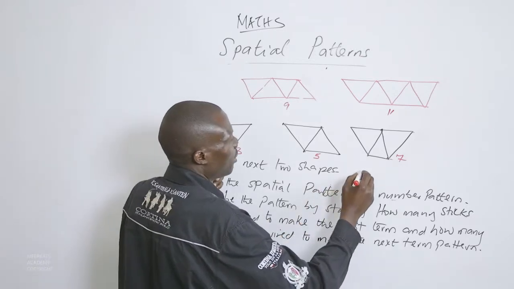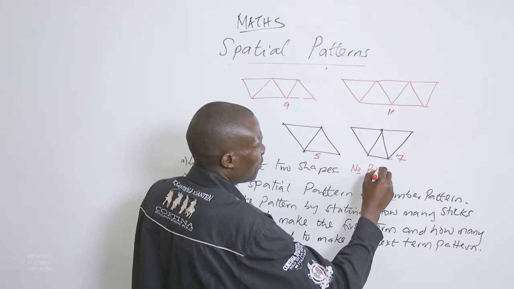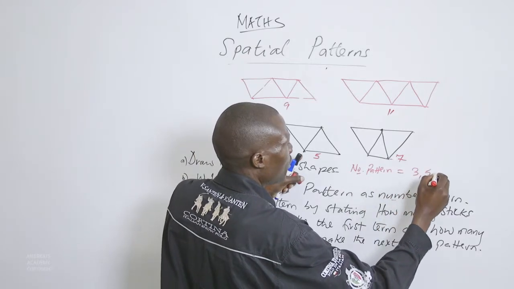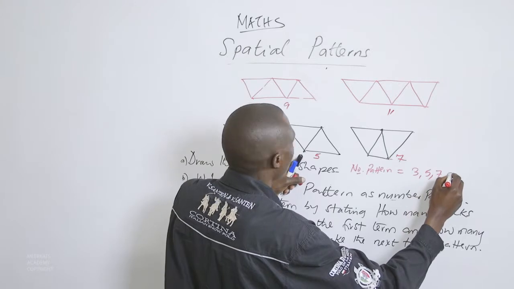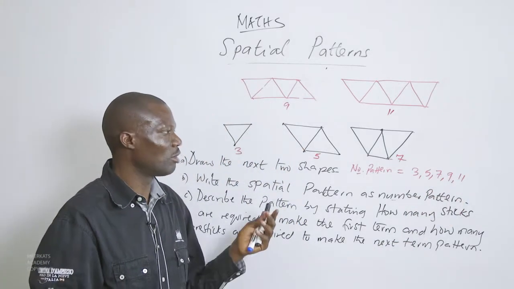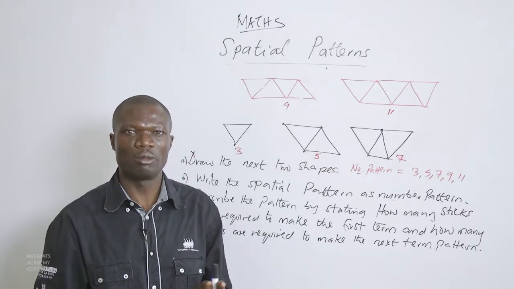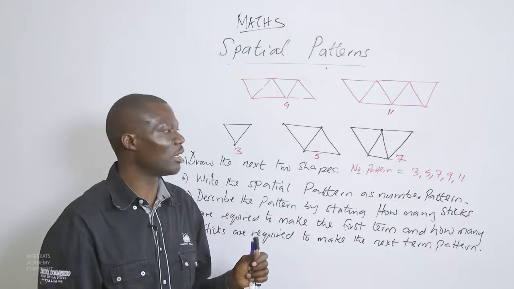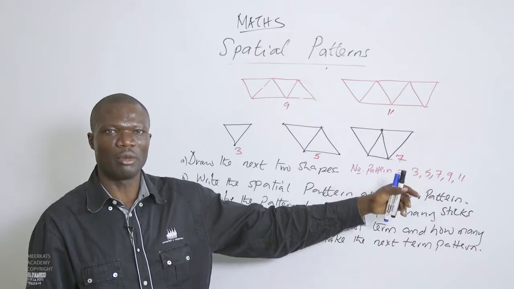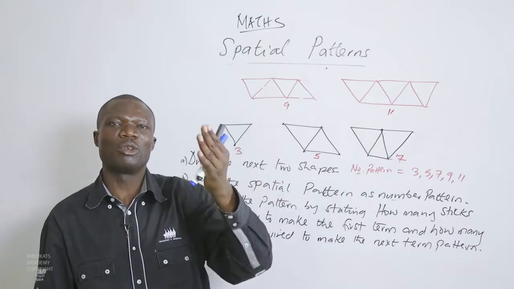In form of 3, that is we are looking at the number pattern. It will be 3, 5, 7, 9, 11. So it is a sequence of odd numbers, or we can say the next pattern is simply given by adding 2 every given time. We are adding 2, 2, 2.